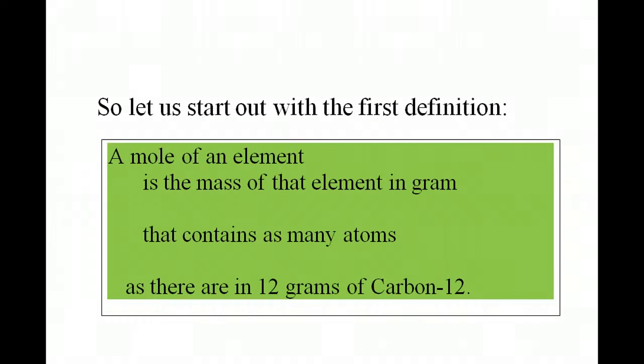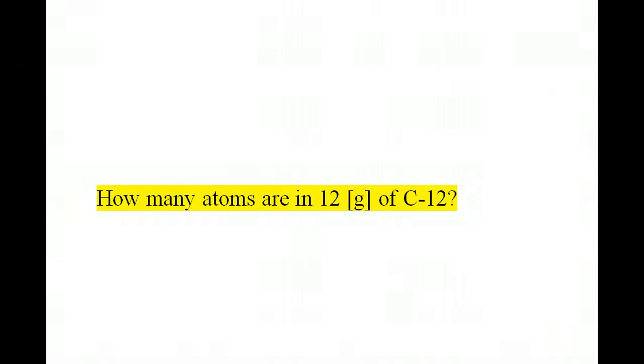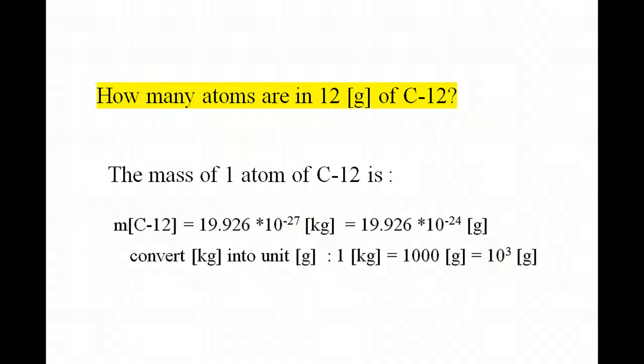So let us start out with the first definition. A mole of an element is the mass of that element in gram that contains as many atoms as there are in 12 grams of carbon 12. How many atoms are in 12 grams of carbon 12? The mass of 1 atom of C12 is 19.926 multiplied by 10 to the power of minus 27 kilogram. And if you convert that into gram, it is 19.926 multiplied by 10 to the power of minus 24 gram. And this is the way to convert kilogram into gram.